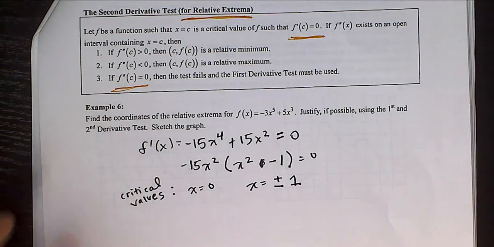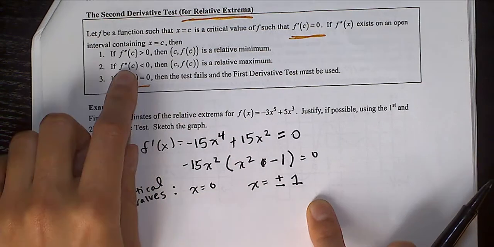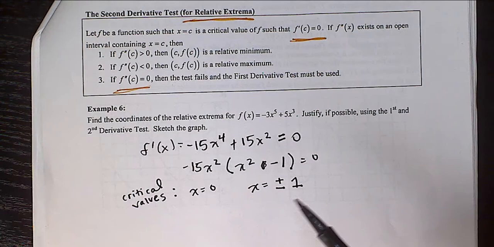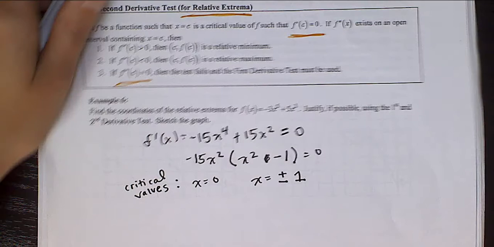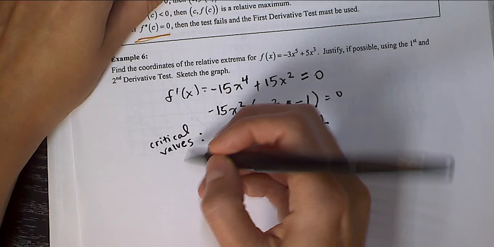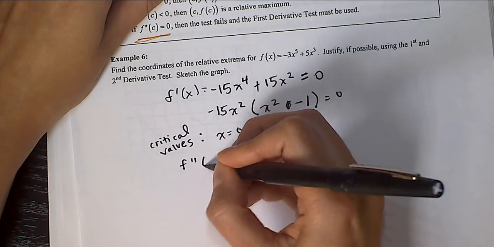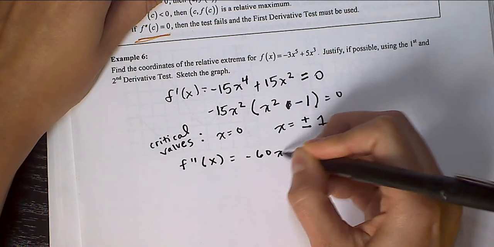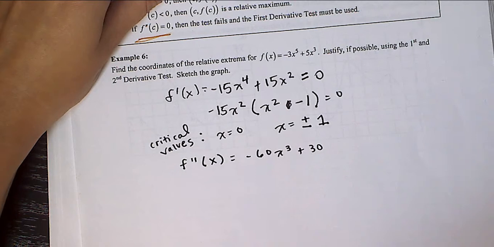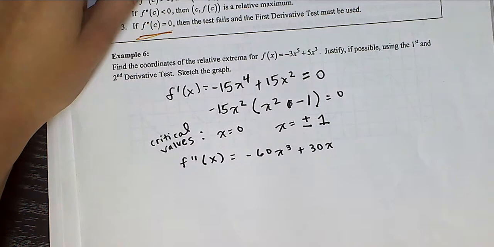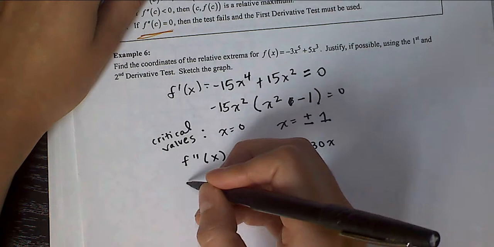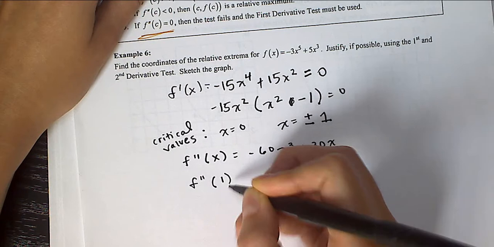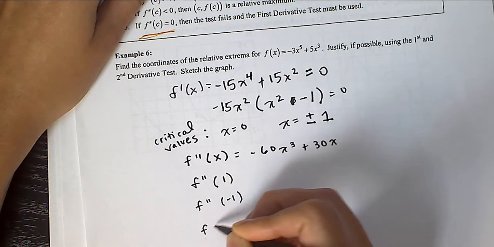So now I'm going to take these critical values and plug them into the second derivative. So at this point I will find the second derivative and plug my critical values in and see what's happening at those points. So let's find the second derivative now. F double prime of x will be negative 60x cubed plus 30x. Okay. Plug in my critical values. F double prime of 1, f double prime of negative 1, f double prime of 0.